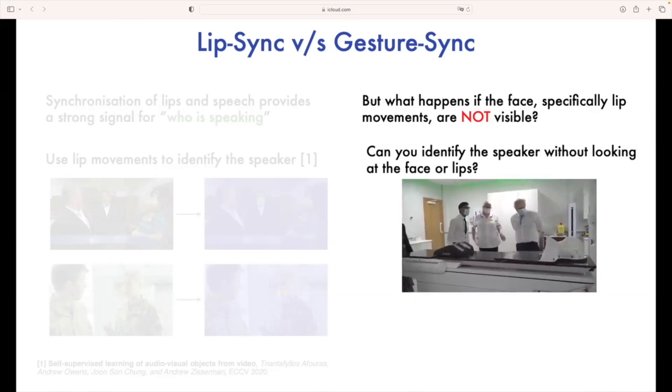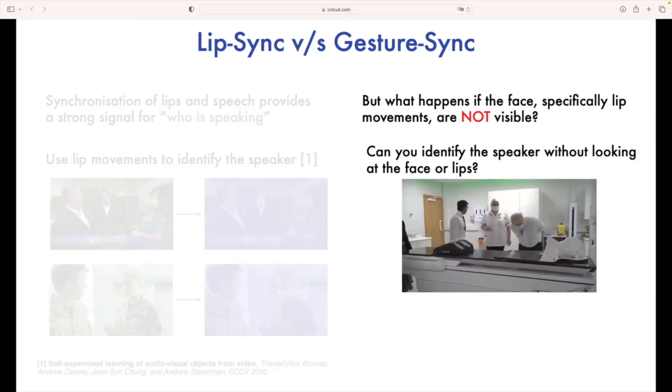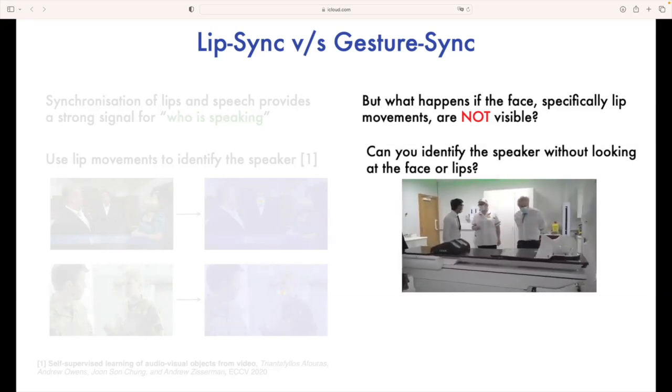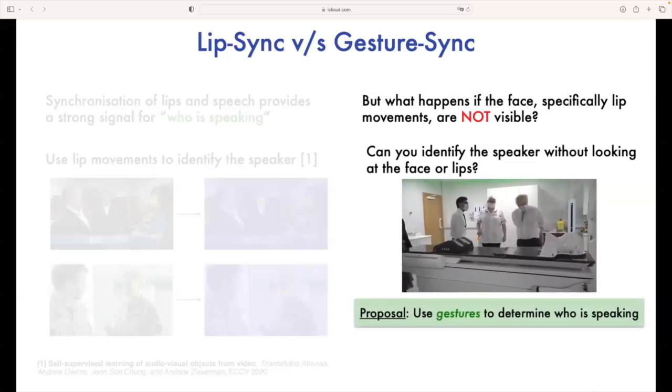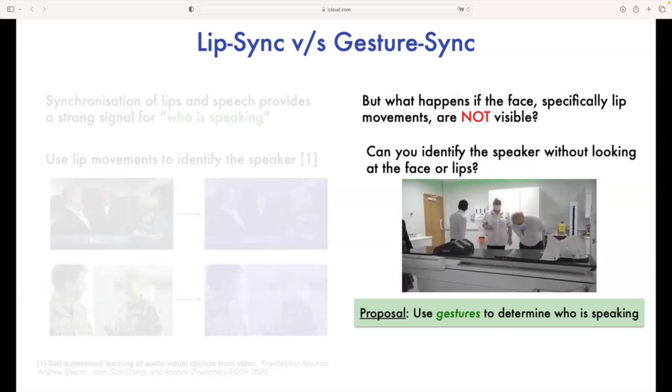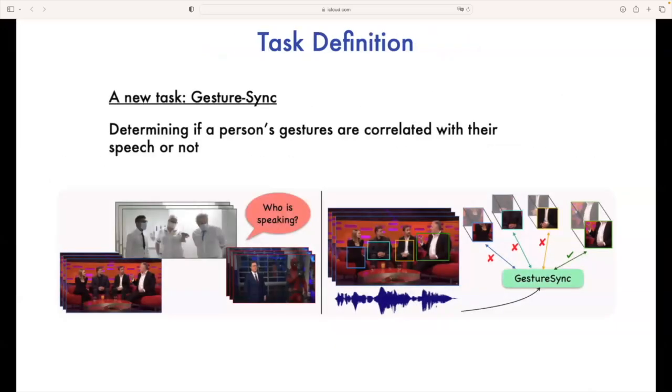So now, in all these scenarios, it is very clear that solely relying on lip synchronization will not be applicable and it will not work in all these cases. Thus, our proposal is to determine who is speaking from gestures alone without any need of the talking face or the video to be available as input. So just to recap, I think we all are clear of what task we are trying to do here. It is the task of gesture synchronization to determine and find out if the gestures and the speech are in sync or not. And then if they are in sync, then we can easily determine who is speaking in a multi-speaker scenario without the need of a face to be available.